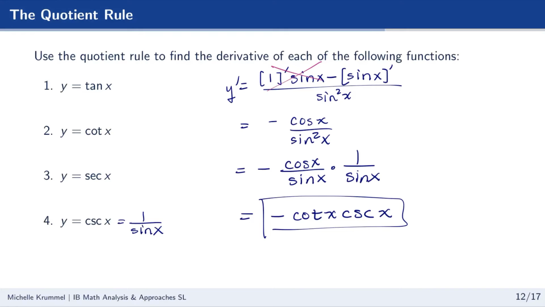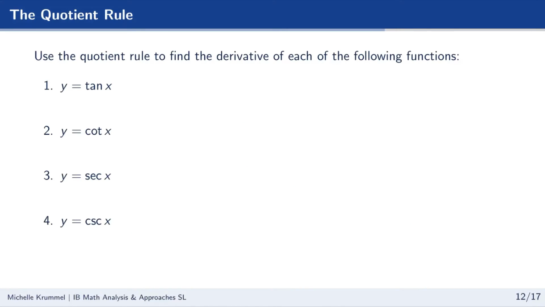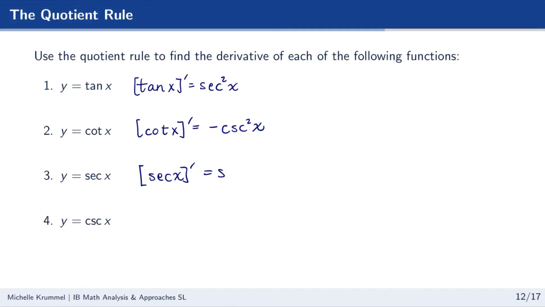Okay, so let's write those again. Derivative of tan x, secant squared x. Derivative of cotan x, negative cosecant squared x. Derivative of secant x, secant x tangent x. And derivative of cosecant x, negative cosecant x, cotangent x.